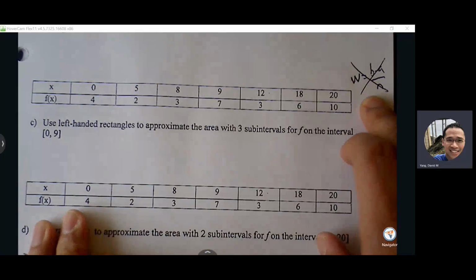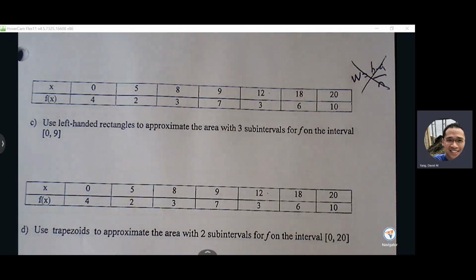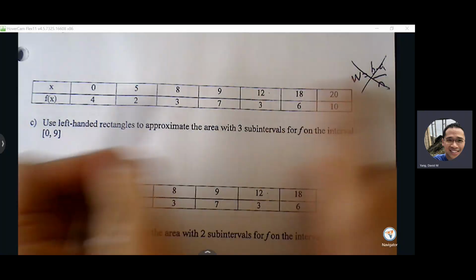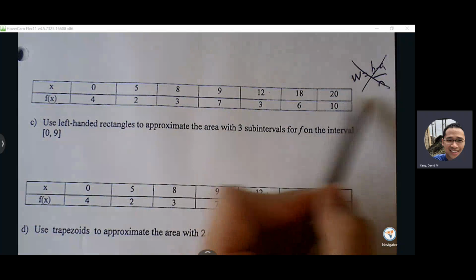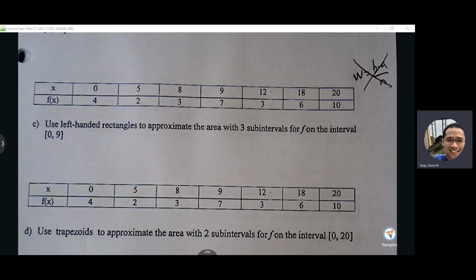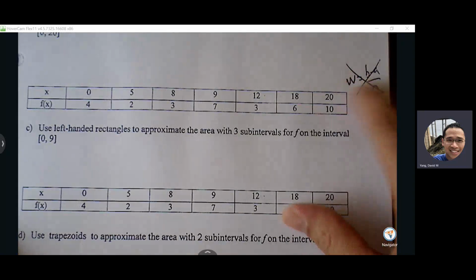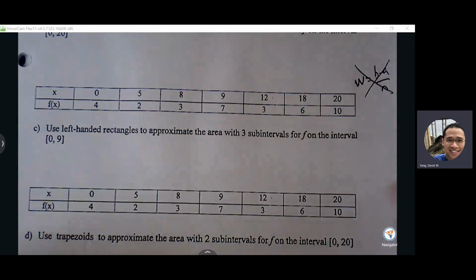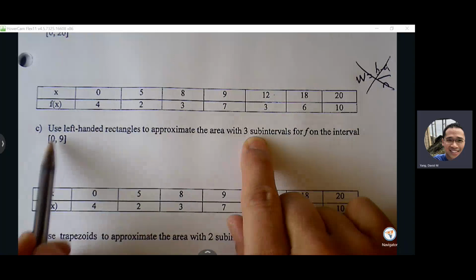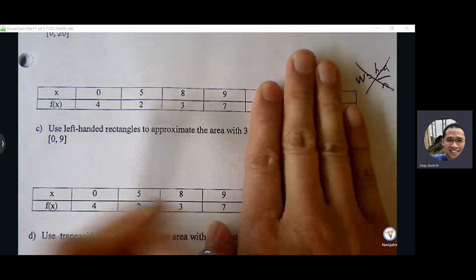We never want to use this, width equals b minus a over n. Okay, it's good for functions where we can find the width, but here the width is predefined, so we're not going to create our own width for our rectangles. So never use this formula for your table of values. Okay, 3 subintervals from 0 to 9. That means we're only going to go from here to here.